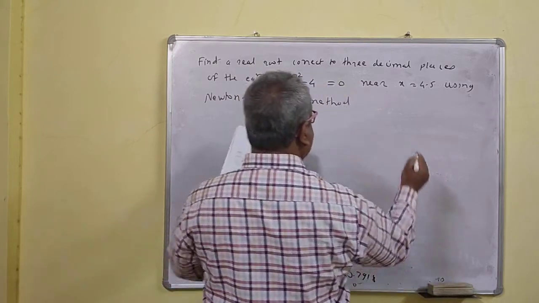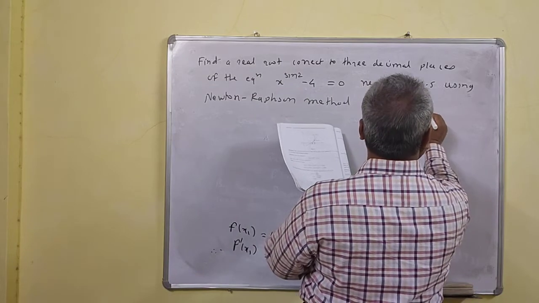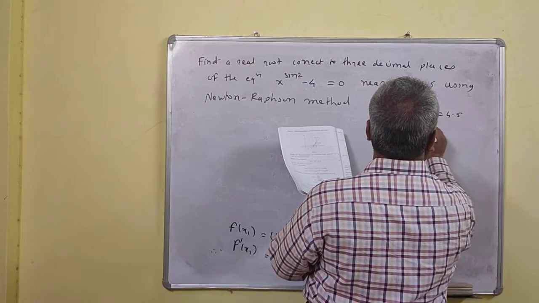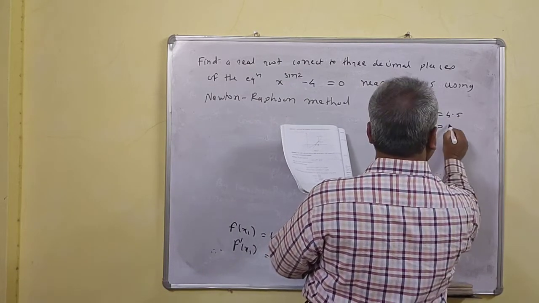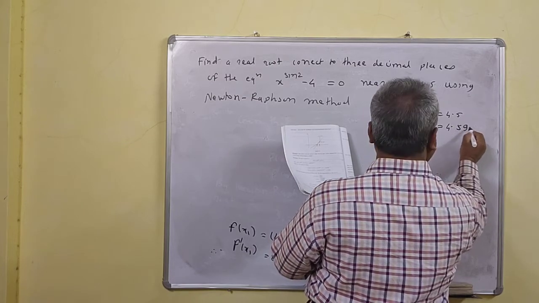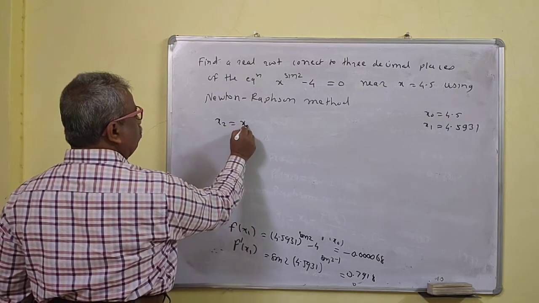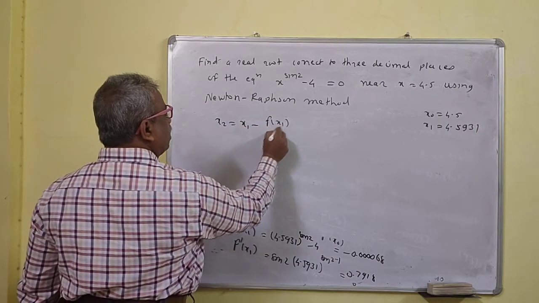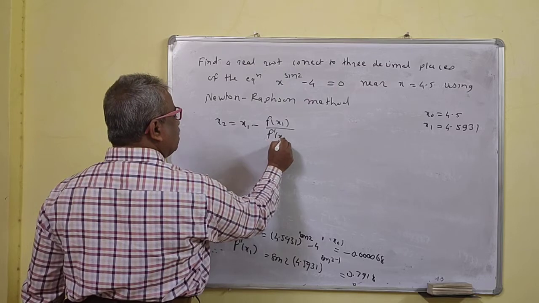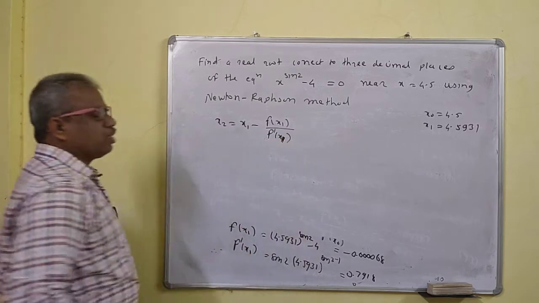Okay, so just I am writing here x1. Your x0 is 4.5, your x1, what you got, x1 is 4.5931. Okay, so now we'll find x2. So x2 is equal to x1 minus f of x1 upon f prime x1. Very simple formula for Newton-Raphson method.